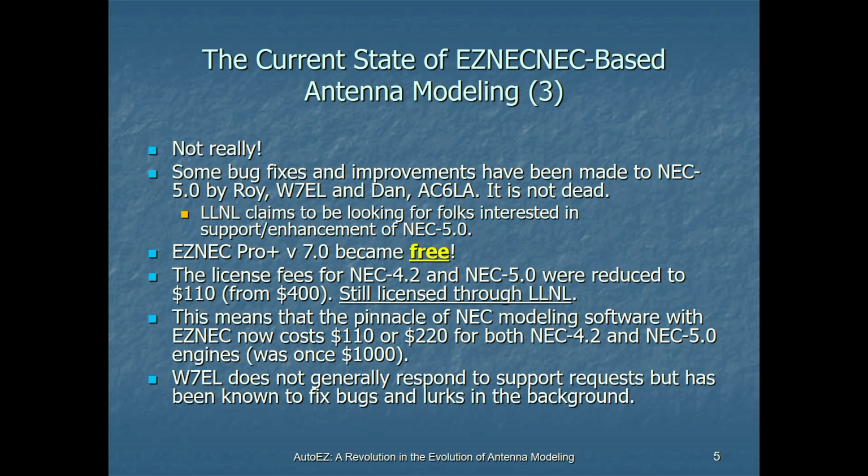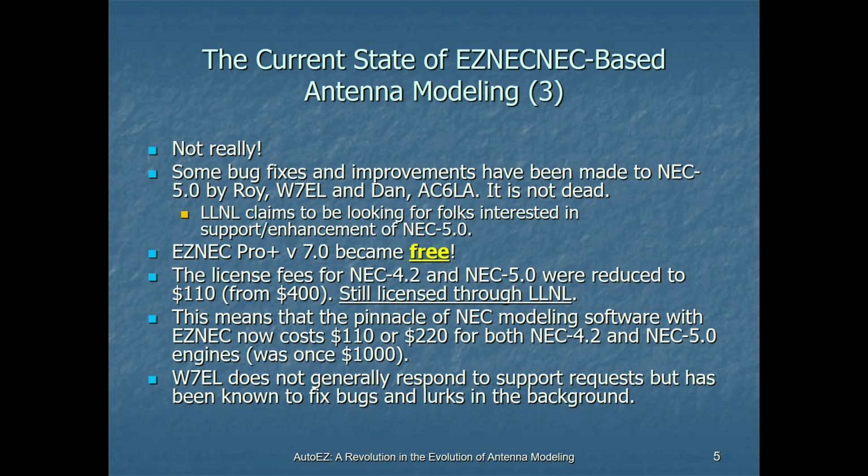He had a couple of tiers before that, a free program. I think there was one around $100-some, and then the $600 one. That's all gone, right? All that software is now free. And at the same time, or close, the license fees for NEC 4.2 and NEC 5.0, again, they're separate products, were reduced from $400 to $110, but they're still licensed through Lawrence Livermore National Labs.